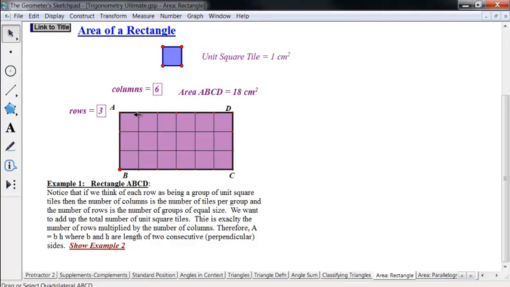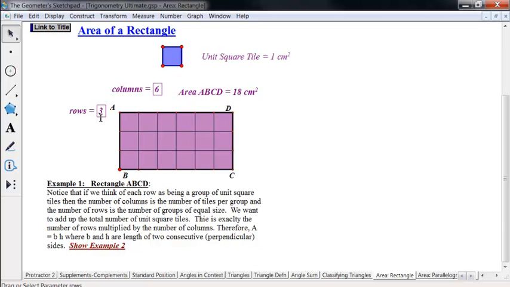So technically speaking, the rectangle itself, being just the border of this, doesn't really have an area. It's the interior of the rectangle, which is this purple region, that actually has an area. But we often say the area of a rectangle, meaning the area of its interior.